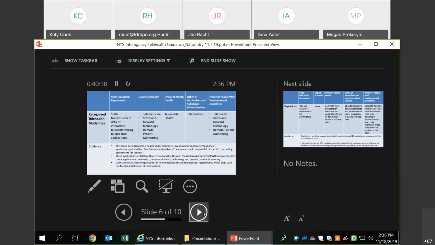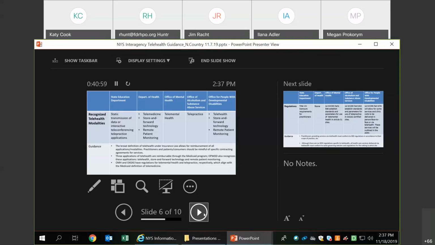These regulatory definitions align with telemedicine. So telemedicine, telemental health, and telepractice all have a similar definition that involves the synchronous use of live video conferencing. And then for OPWDD, their regulations state that they recognize the modalities that are defined in public health law for Medicaid reimbursement. So the same three modalities are recognized between Medicaid and OPWDD.